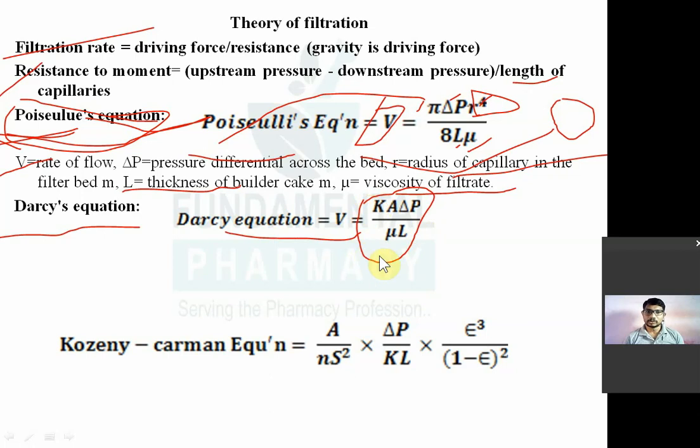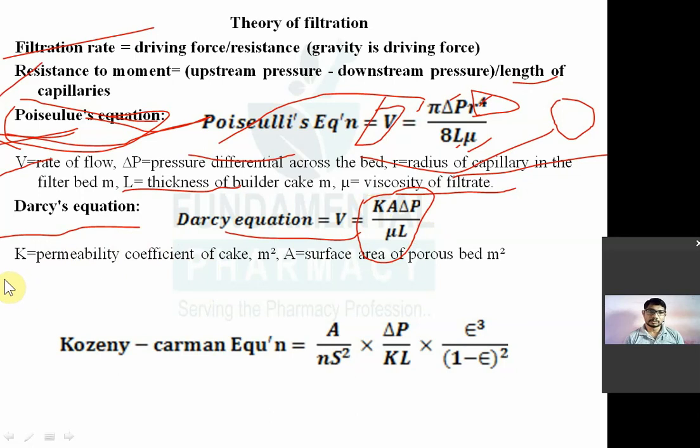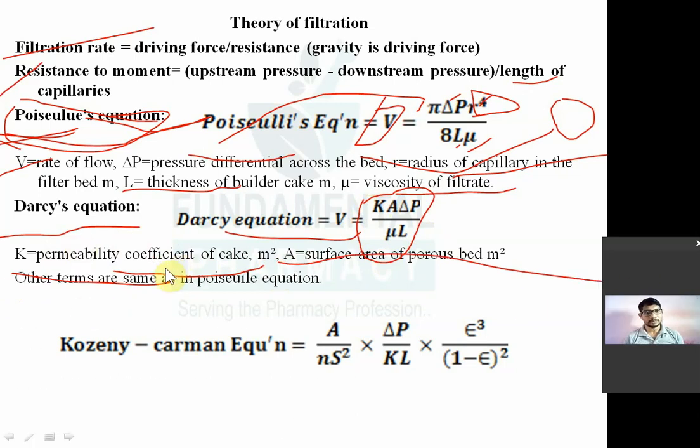A means area, filtration area. Eta means viscosity. S means specific surface area of the particle, the particle on which the cake is forming. Delta P means pressure differential. K means the Kozeny-Carman constant and permeability factor. Then L means thickness of your cake.